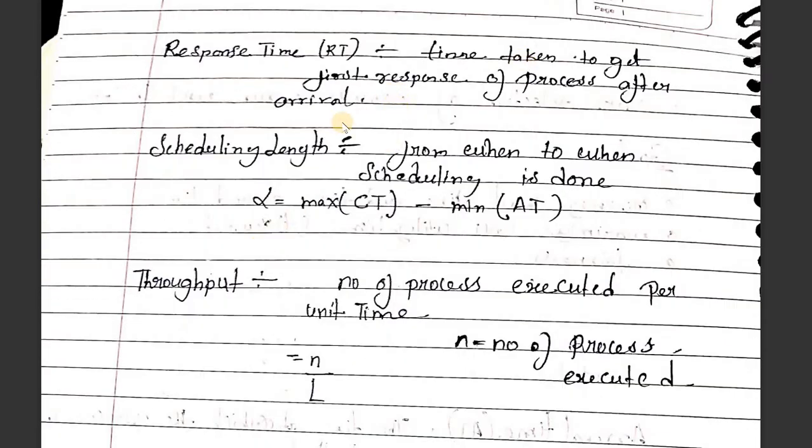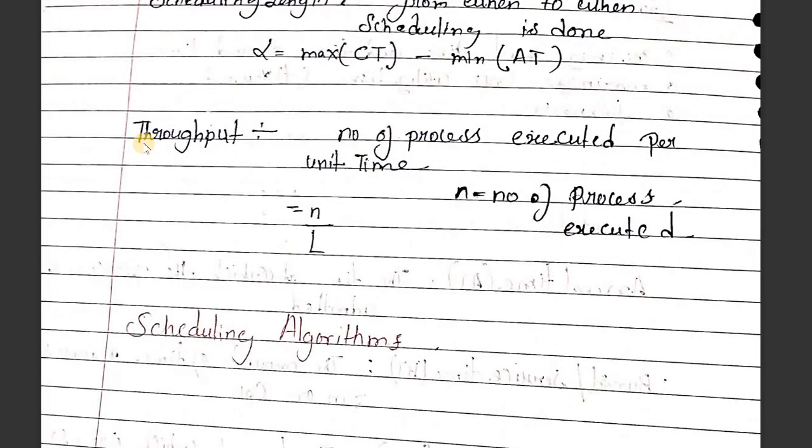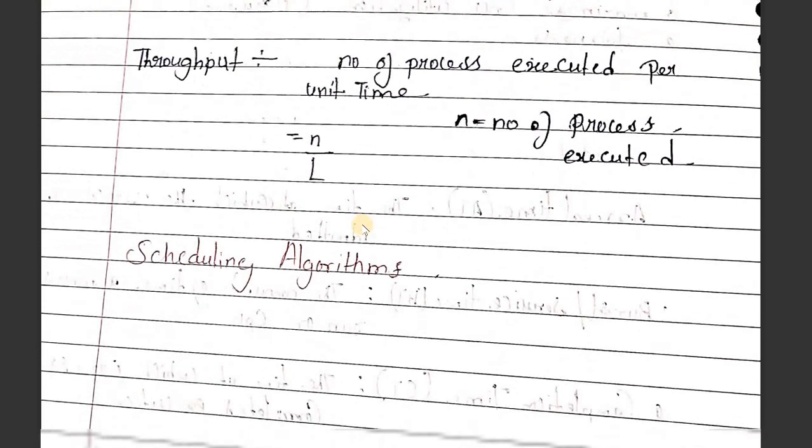Response time is the time taken to get the first response of the process after arrival. When the process arrives in main memory, then after the waiting time, the first period in which the process goes to the CPU for execution is the response time. And throughput is the number of processes executed per unit time.